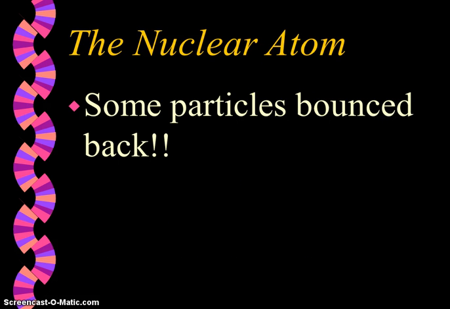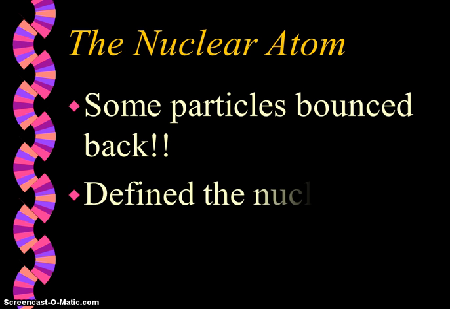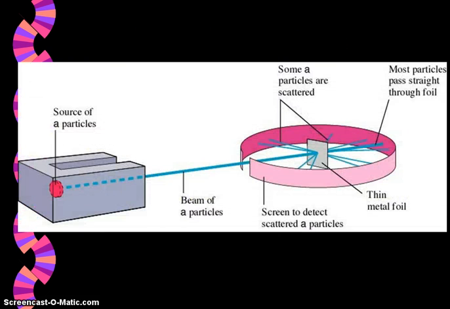But that's not what happened. When he carried out his gold foil experiment, some of the alpha particles did go straight through the gold foil, but some of the particles bounced right back to that alpha particle source. And what this did is it helped Ernest Rutherford define what we call the nuclear atom.